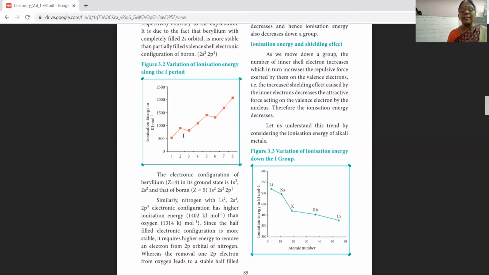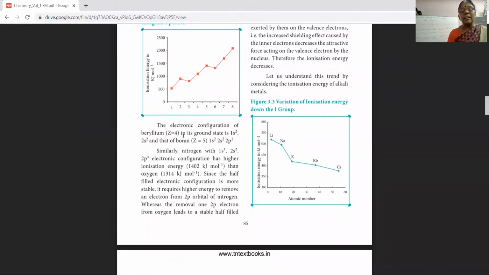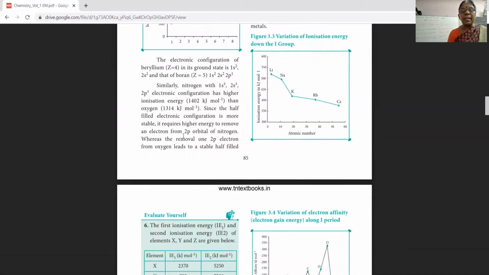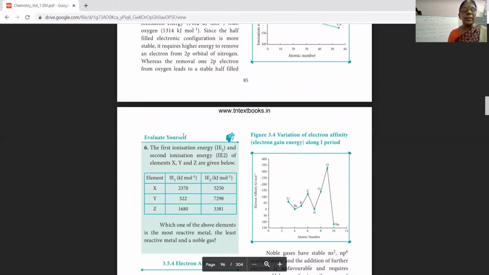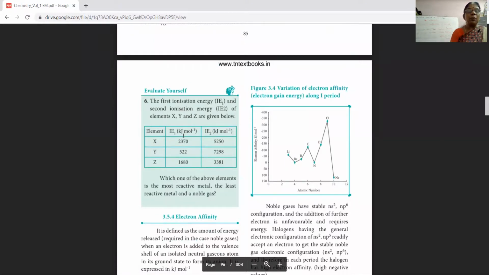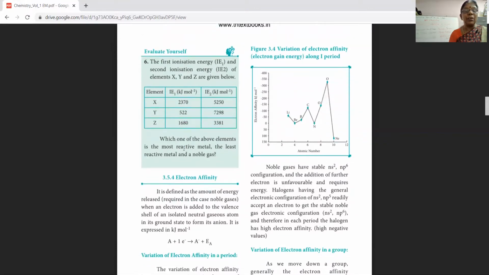Now, let us consider this trend by considering the ionization energy of alkali metals. That is, the first group: lithium, sodium, potassium, rubidium, and cesium. Its graph is given here. Next, the first ionization energy, that is IE1, and the second ionization energies are given here. For the elements, names are not given; they are given as X, Y, Z, and from this data you can find out which is the most reactive element, which is the least reactive element, and which is the noble one.